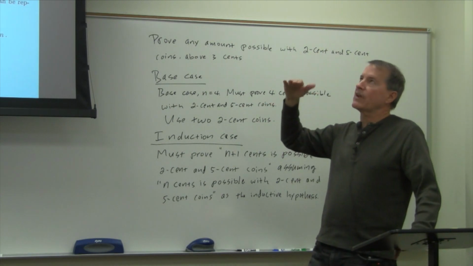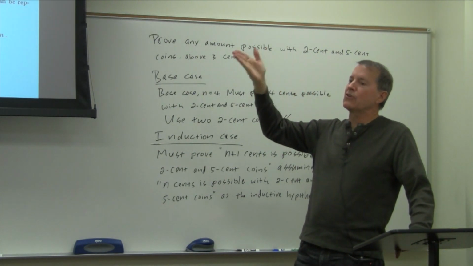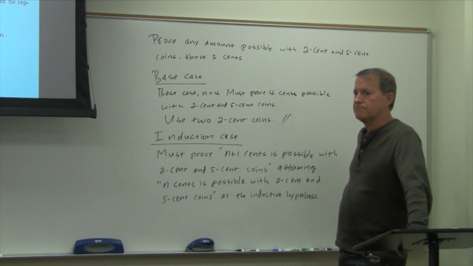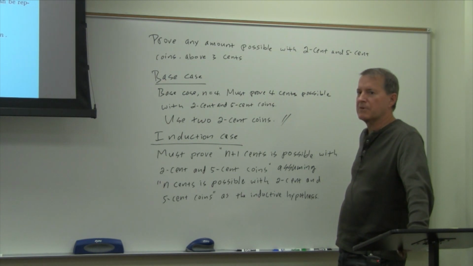Well, not if we want to show that if you have n, then you get n plus 1. Anytime it's an even number, you take away 2 2s and add a 5, and you get n plus 1. But how do you know there's at least 2 2s with an even number? Because all those numbers, 4, 6, 8, can't be less than 3, so if we have at least 4 and it's an even number, there's at least 2 2s.